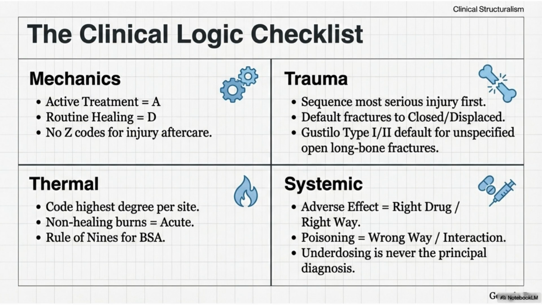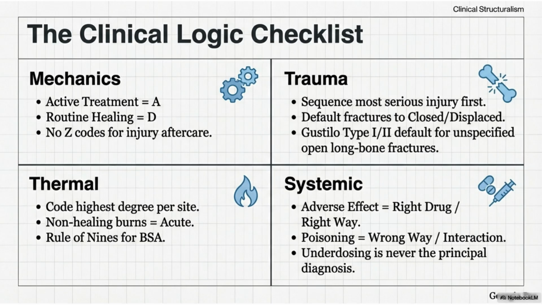This final slide pulls all the major concepts together into one quick practical checklist. We start with the mechanics. A tells us the patient is in active treatment, D signals routine healing, and we never use Z codes for injury aftercare. For thermal injuries, we always code the highest degree, treat any non-healing burn as acute, and rely on the rule of nines when body surface area matters.